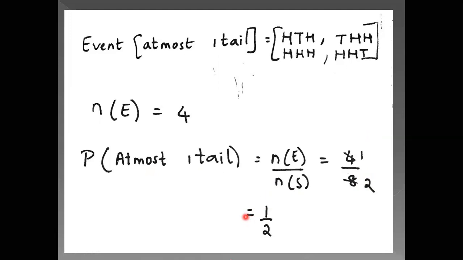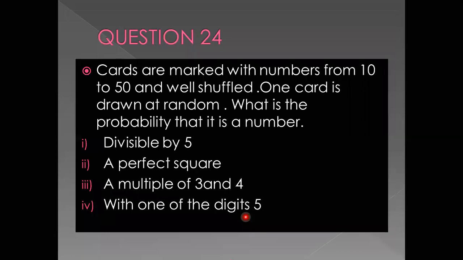Okay, children. Now we go to the next. In the next question, it is said, cards are marked with numbers from 10 to 50. They are well shuffled. One card is drawn at random. What is the probability that it is a number divisible by 5?